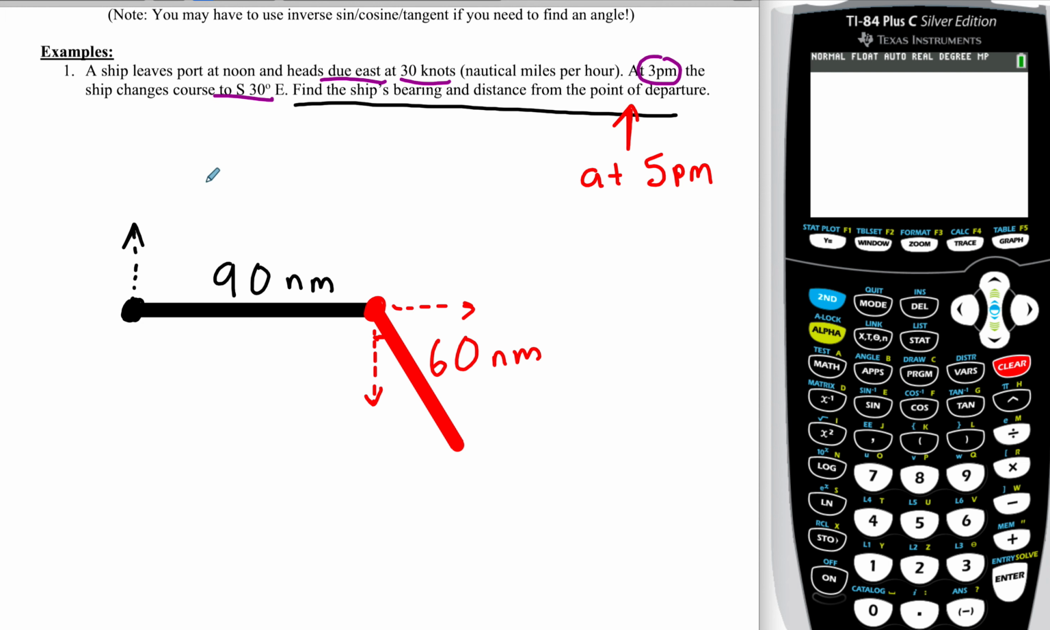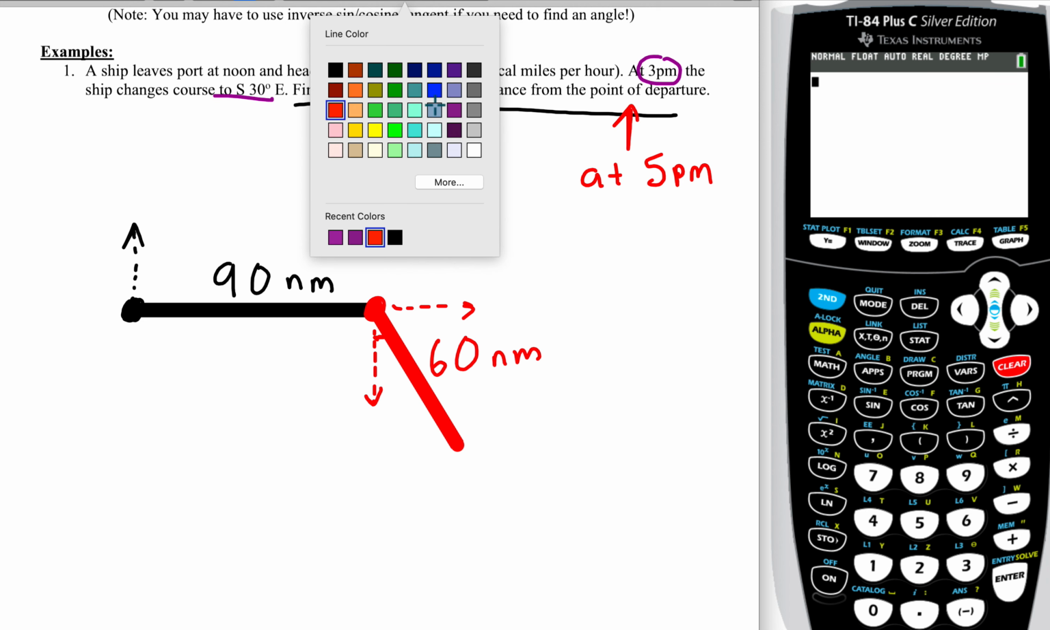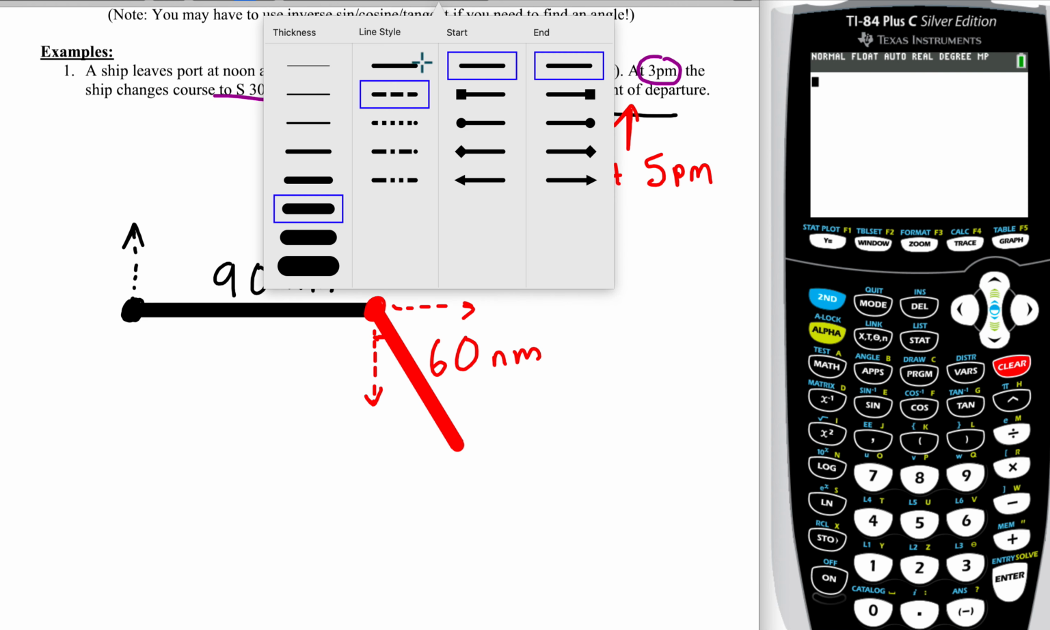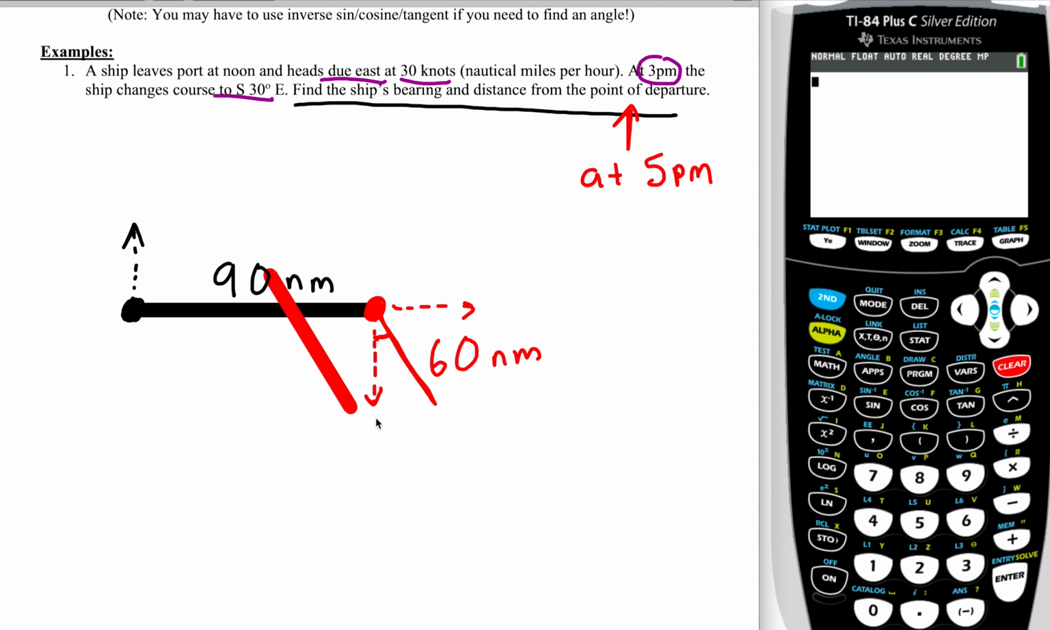So what I need to know is, okay, and I'm going to use this purple line right here. Let's make it dotted. This is like an unknown right now. What the heck? Let's try it again.